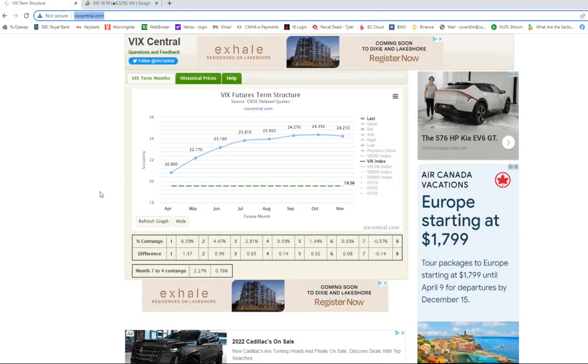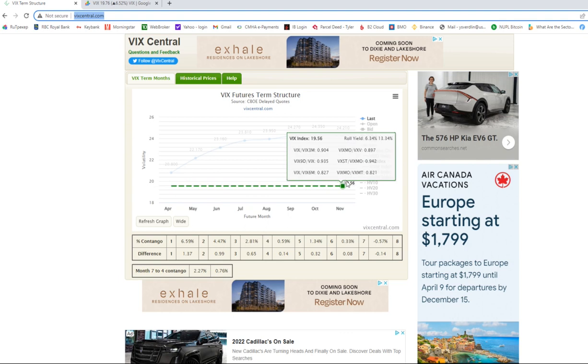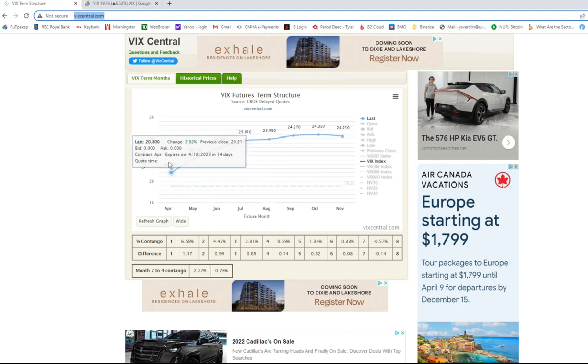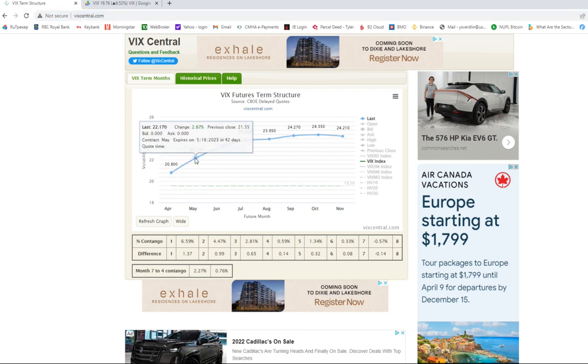Here's the structure of VIX. Right now is real time. We are on April 4th. The spot VIX price is 19.56. First futures, or the first month's futures, April, is 20.8. The next following month's futures is May. So I would rather work with May, which is 22.17, because it's higher, and therefore you have a chance to make more money if you short it.